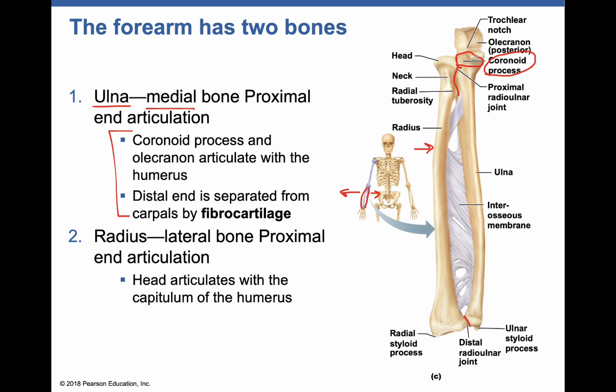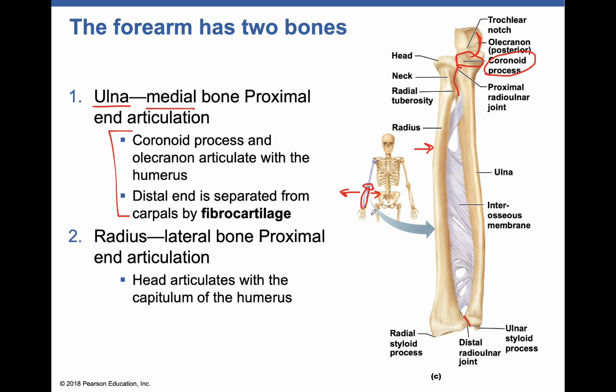This coronoid process is continuous with this smooth backing called the olecranon. The coronoid process and the olecranon, these guys bind in to the humerus. So they bind right here to the humerus.